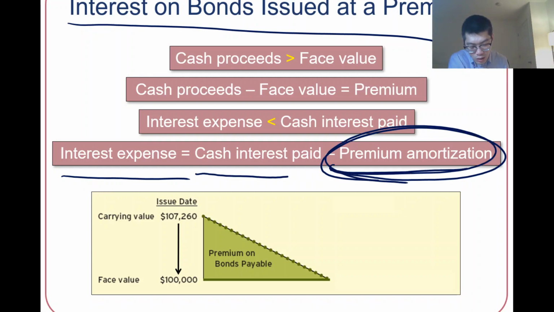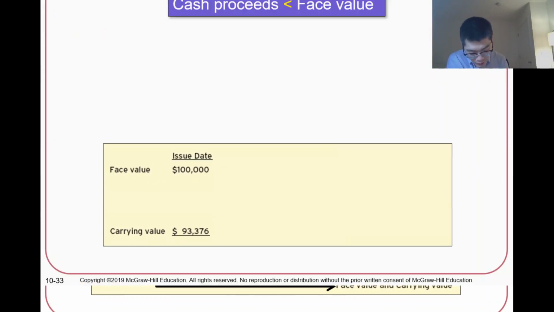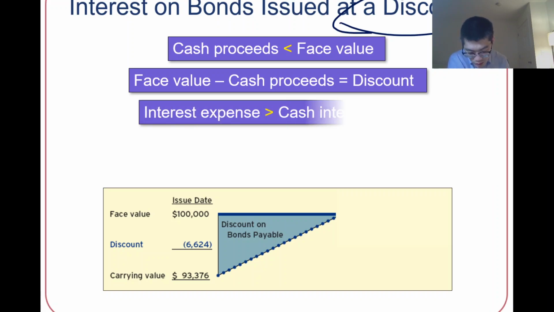Again, since you are not going to learn how to calculate premium amortization, you will not learn how to calculate interest expense when we issue at a premium or when we issue at a discount. So don't worry about the calculation as long as you know the journal entry.